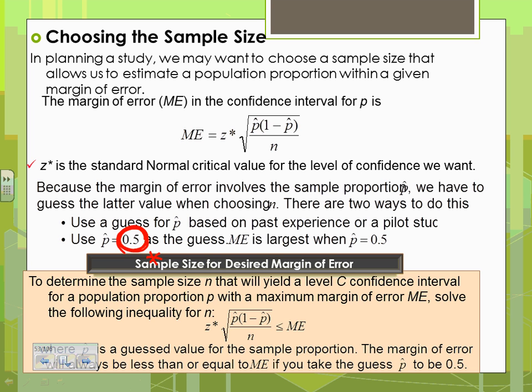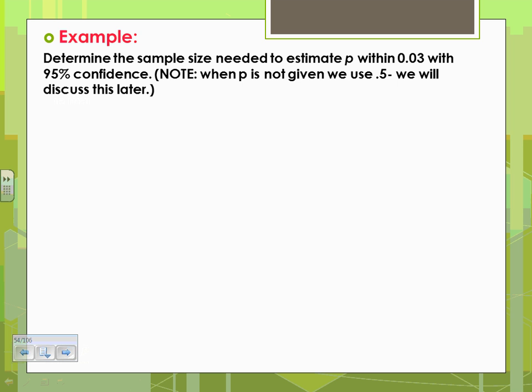Okay, and let's go ahead and see if we can set this up. So determine the sample size needed to estimate p within 0.03 with 95% confidence. Okay, and so here we didn't even know what p is going to be, so we're going to use 0.5. Well, we just discussed that, but okay.